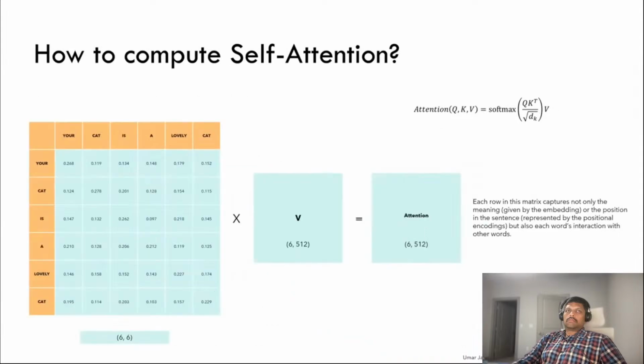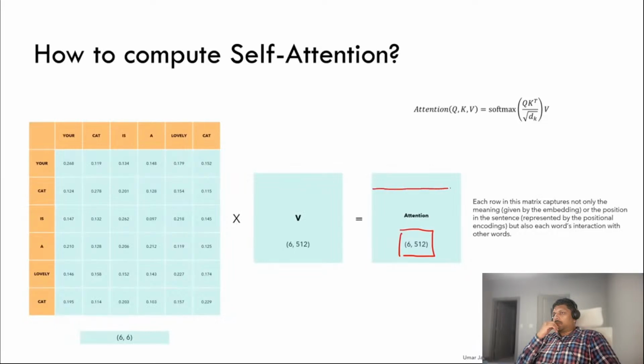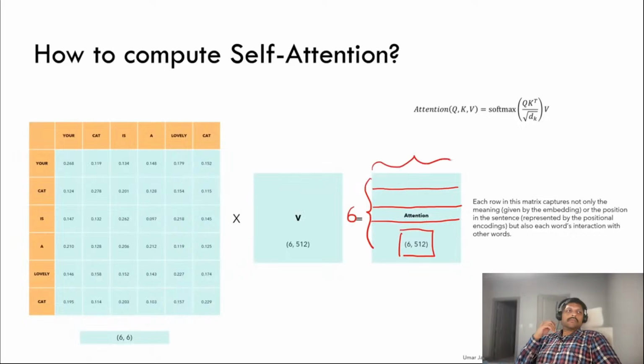So let's go forward. We multiply this matrix by V, and we obtain a new matrix which is 6 by 512. So if we multiply a matrix that is 6 by 6 with another that is 6 by 512, we get a new matrix that is 6 by 512. And one thing you should notice is that the dimension of this matrix is exactly the dimension of the initial matrix from which we started. What does it mean? That we obtain a new matrix with 6 rows and 512 columns, in which these are our words, so we have 6 words, and each word has an embedding of dimension 512.